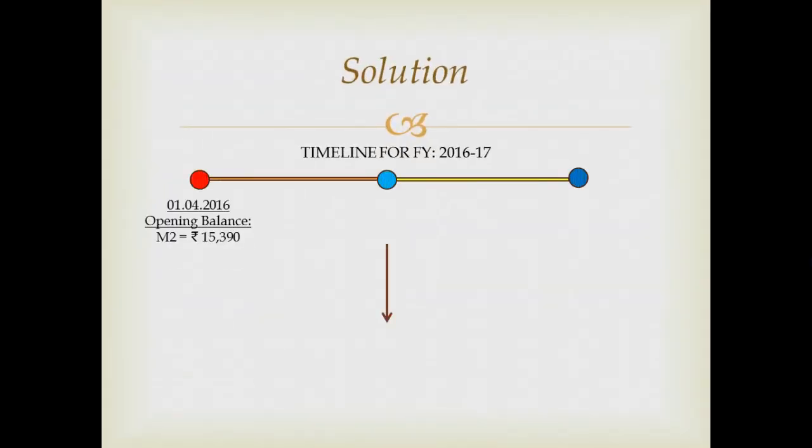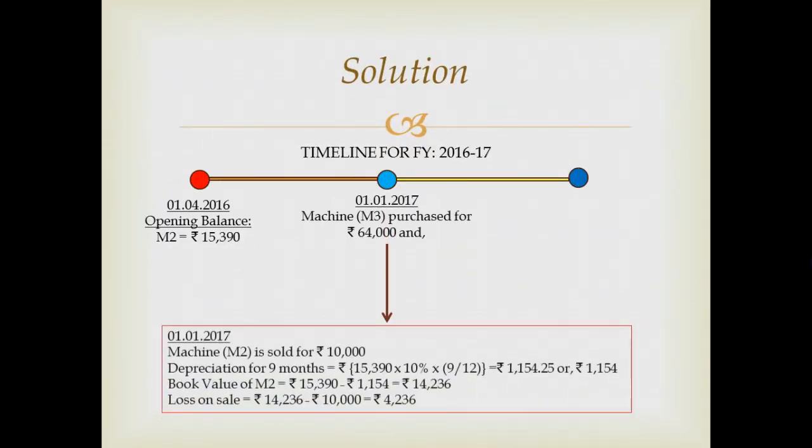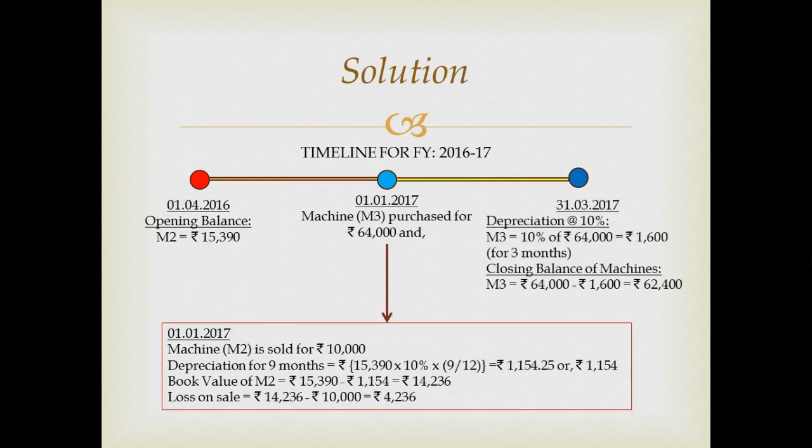Now the timeline for financial year 2016-17. On 1st of April 2016, we have opening balance of M2 rupees 15,390. On the 1st of January 2017, a new machine M3 has been purchased for rupees 64,000, and on the same date, machine M2 is sold for rupees 10,000.